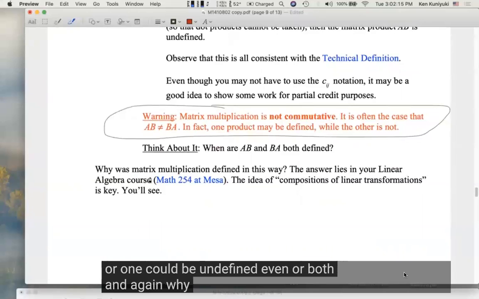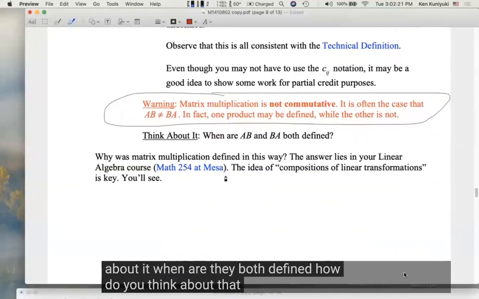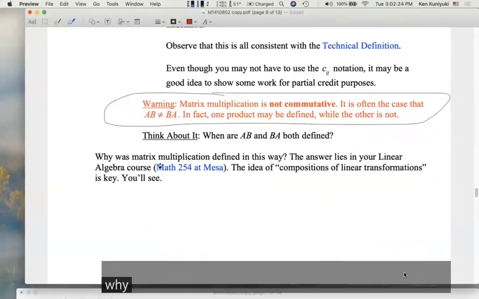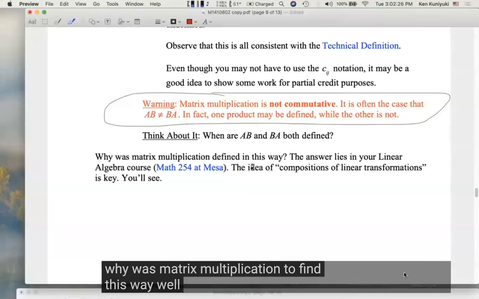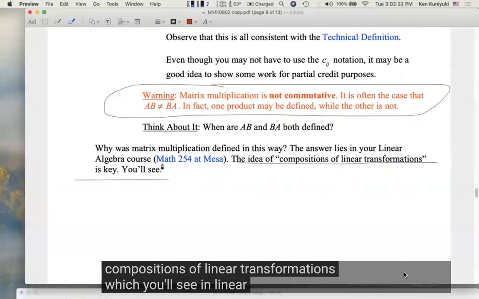And think about it, when are they both defined? I'll have you think about that. Why was matrix multiplication defined this way? Well, it's related to compositions of linear transformations, which you'll see in linear algebra.